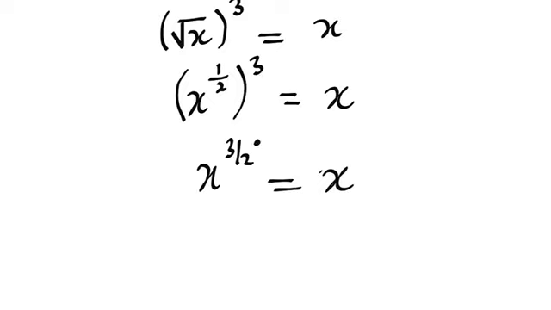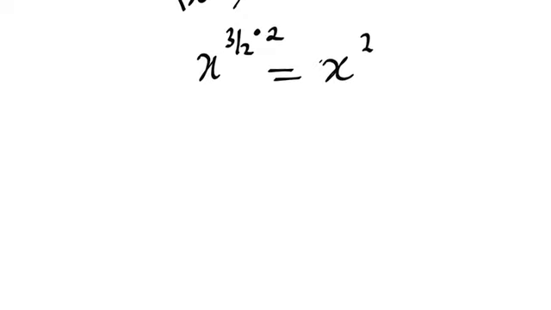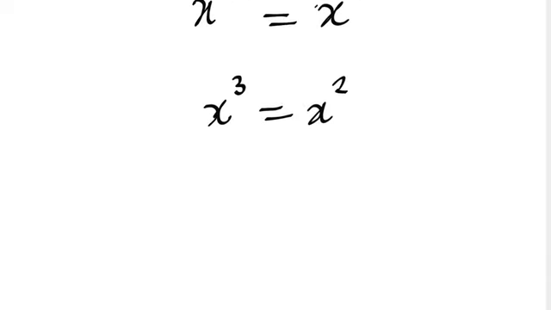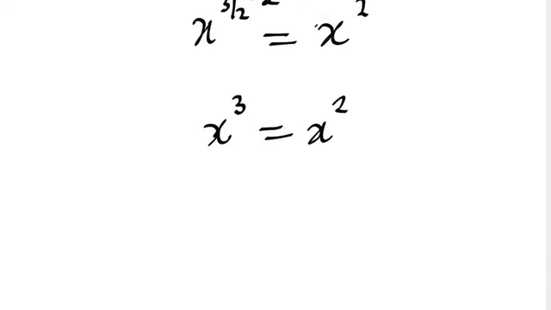So here there will also be 2 here. Are you getting it? So we cancel the 2, we have x to the power of 3 equals x to the power of 2. Okay, now moving on, we're going to have x to the power of 3.